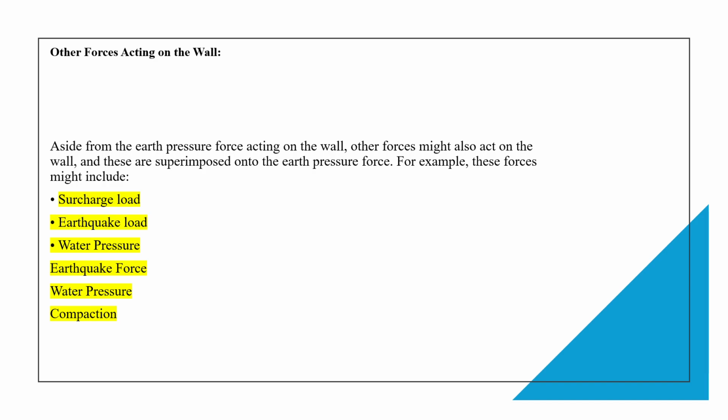Aside from the earth pressure force acting on the wall, other forces might also act on the wall, and these are superimposed onto the earth pressure force. For example, these forces might include surcharge load, earthquake load, water pressure, and compaction.